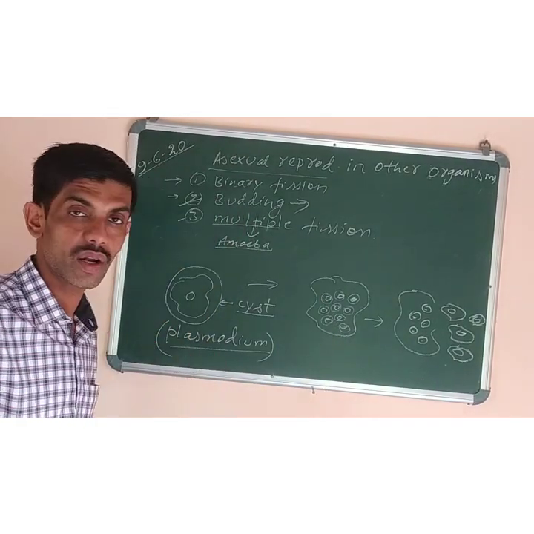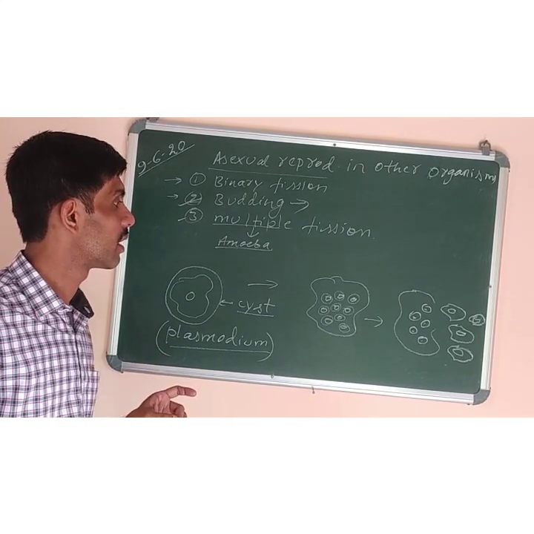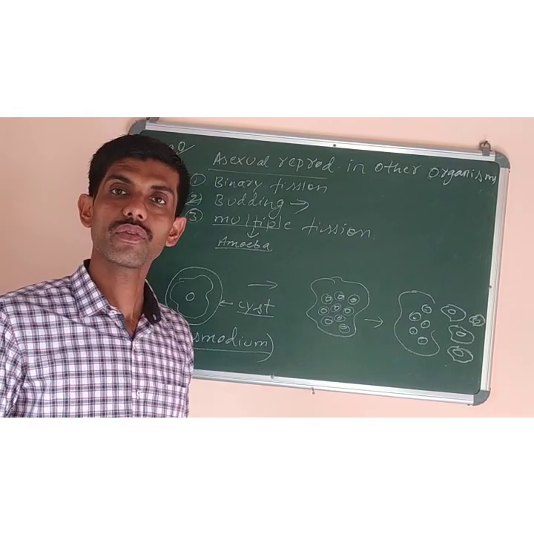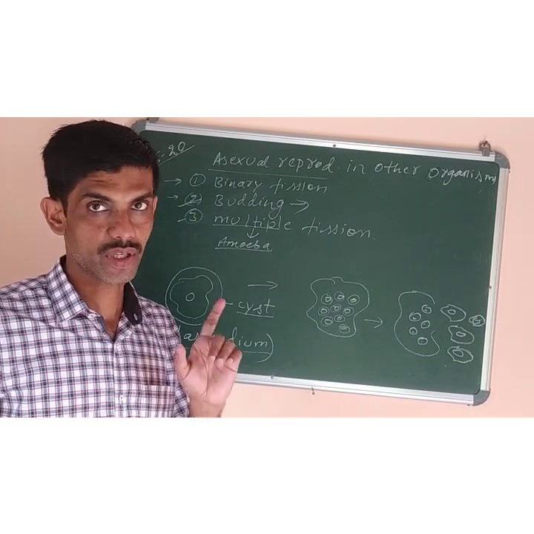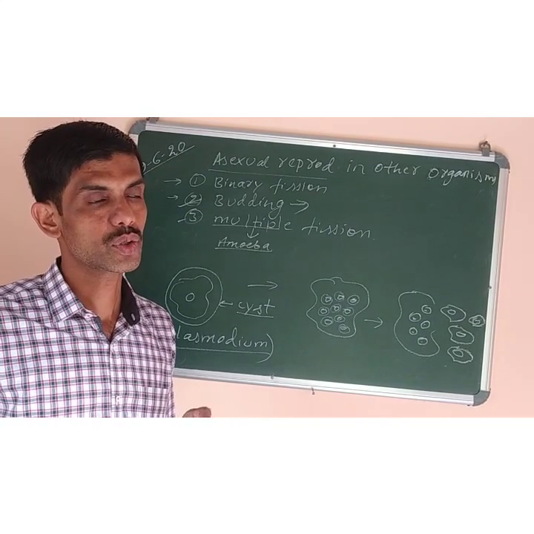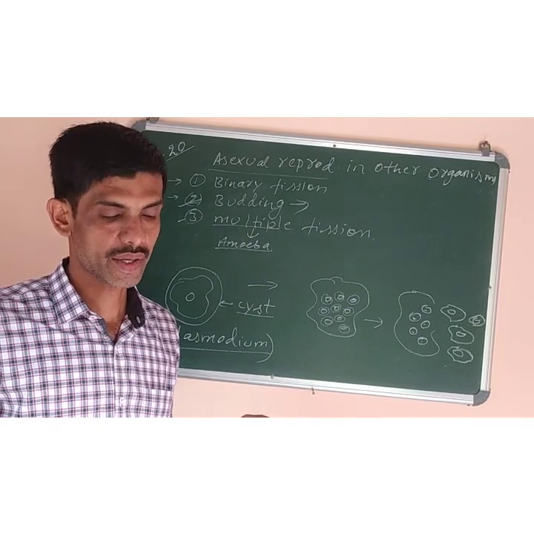So today up to here only, and your homework will be to write the advantages and disadvantages of vegetative propagation. First question. Second one, draw a diagram to show binary fission in amoeba or in bacteria also.